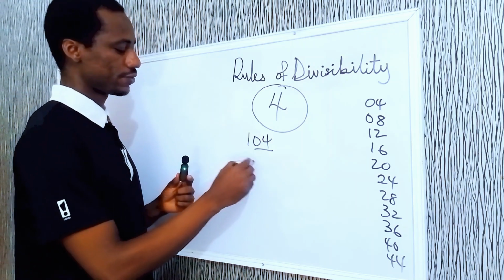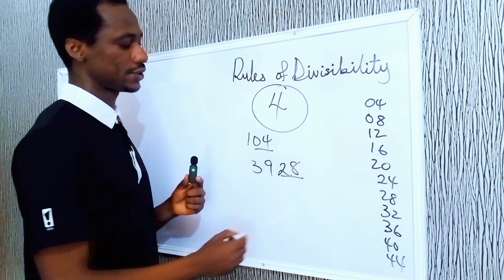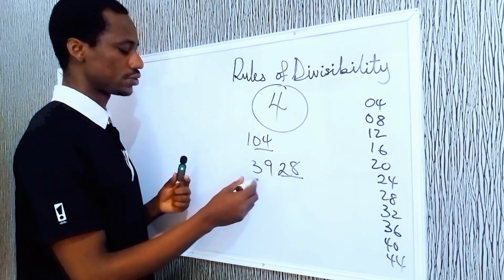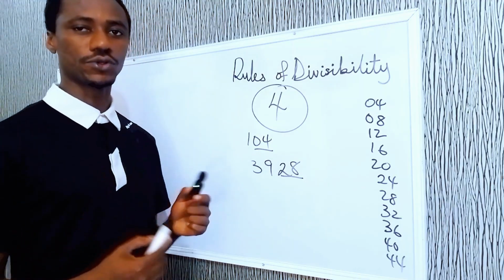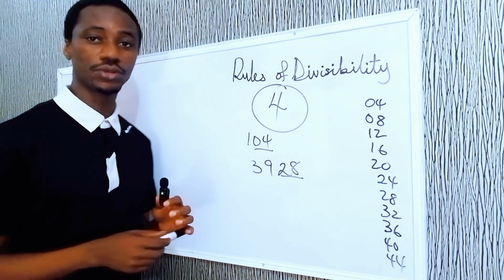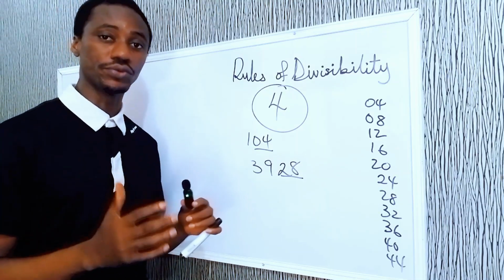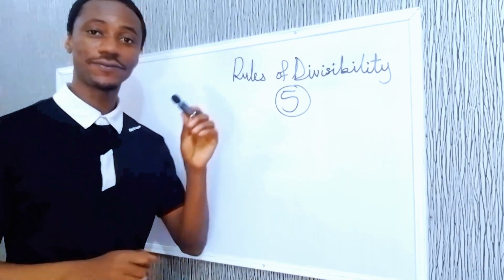So if I have 3,9 and then I have 2,8 at the end, the last 2 digits form a multiple of 4, and as such 3,928 is divisible by 4. So once you check the last 2 digits of the number and it's a multiple of 4, then that number is divisible by 4. So how do we know a number is divisible by 5?